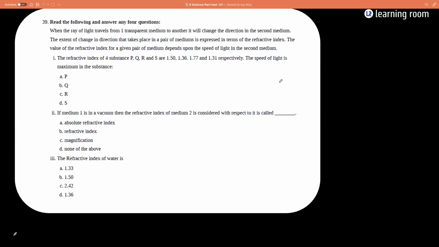When the ray travels from one transparent medium to another, it will change direction in the second medium. The extent of change in direction that takes place in a pair of media is expressed in terms of the refractive index. The value of the refractive index for the given pair of media depends upon the speed of light in the media. The refractive indices of 4 substances P, Q, R, and S are 1.5, 1.36, 1.77, and 1.31. The speed of light is maximum in which substance? In 2 seconds, you can say the answer.